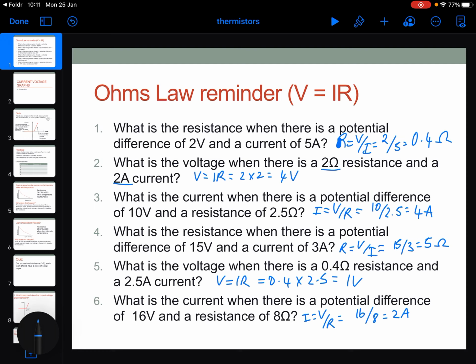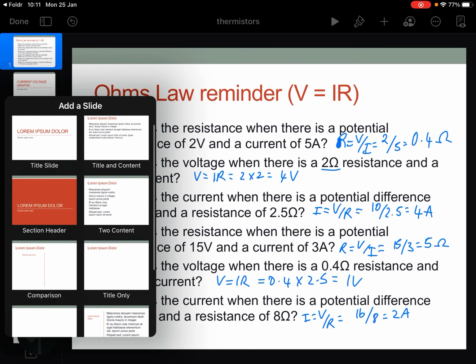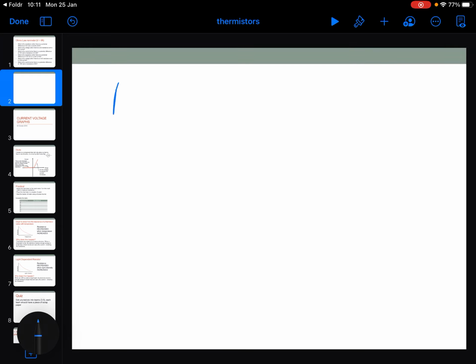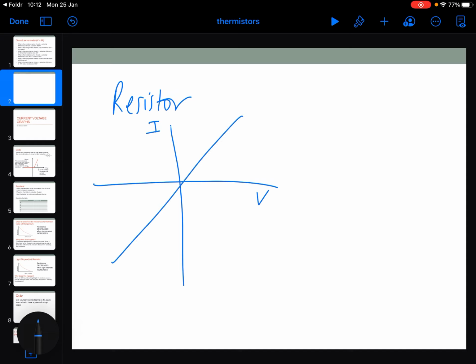Lovely, lovely. So, last lesson we looked at current voltage graphs for a resistor and a bulb. Now just a quick reminder of what they should look like. So you had a resistor, and they were cross graphs if you remember, and you had potential difference on the x-axis, current on the y, and with a resistor, you got that real straight line, and it followed Ohm's law. So as you increase the voltage, you also increase the current.